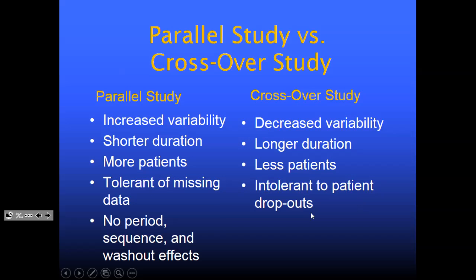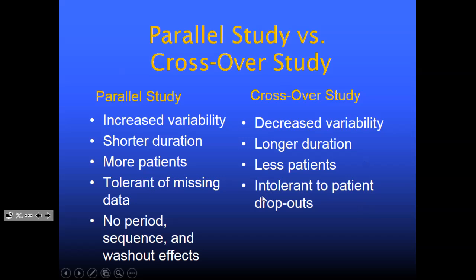There's lots of benefits to that. You need fewer patients because the patients are serving as their own control. There's decreased variability because that patient is that patient. You're not comparing that patient to another patient, somebody different. So there's less variability, fewer patients. It has a longer duration, which is problematic because you're sort of multiplying the time times 2, but you're cutting the patients in half, which is nice.